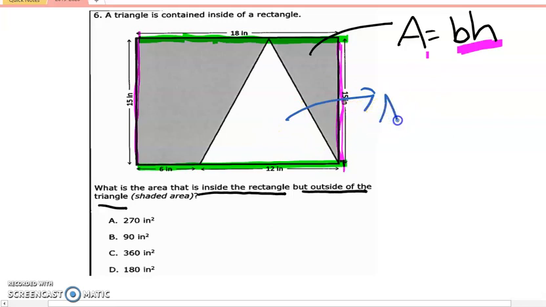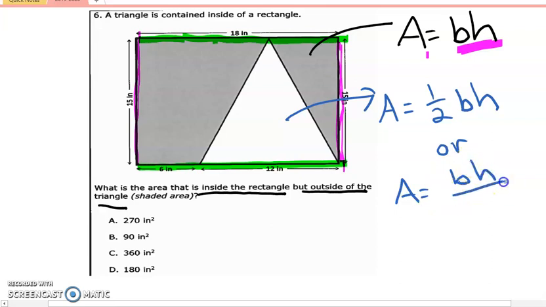And the equation is on your formula chart, you'll see this: 1/2 base times height. Or, I like to write it this way: base times height divided by 2. And so then I have to look at just the triangle for this equation. And so I look at my triangle, and I need a base and height.